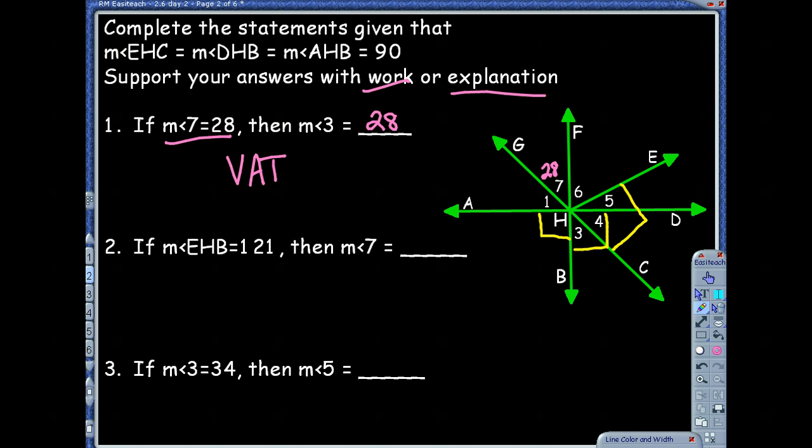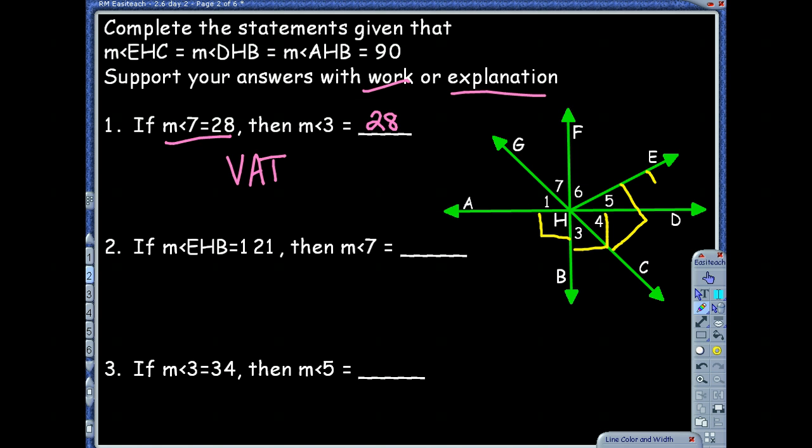Perfect. Now, for this next one, I always have students who want to say, I'm supposed to find the measure of angle 7. We already know it, it's 28, but it's a whole different question. So I'm going to erase this marking because I don't want you to think that it's part of this new problem. Now, for this one, they say the measure of angle EHB. So let's take a look at EHB.